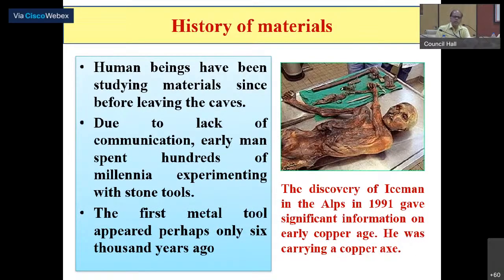Human beings have been studying materials even before leaving the caves. The first metal tool appeared perhaps about 6,000 years ago. In 1991, in the Alps, the body of the Iceman was discovered, and he was carrying a copper axe. By this, science historians could decipher that copper and copper alloys were known about 6,000 years ago or so. So you see the kind of science, materials chemistry, being done by those people, though they were not using this word materials chemistry, but the essence was the same.